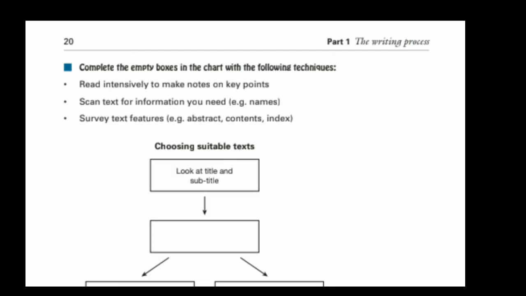Complete the empty boxes in the chart with the following techniques. Read intensively to make notes on key points. Scan text for information you need, for example names. Survey text features, for example abstract, contents and index. Choosing suitable text. Look at the title and subtitles.